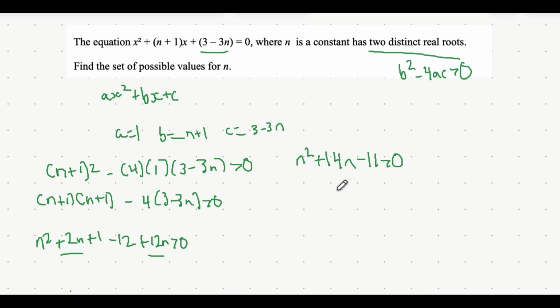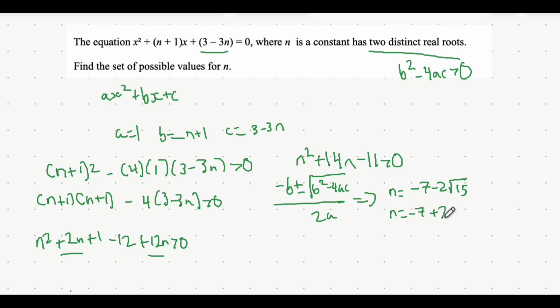Now, if you try factorizing this, you probably have realized already there are no whole number roots. Instead, we have to use the quadratic formula. So minus b plus or minus square root of b squared minus 4ac all over 2a. And when you do that, I did it beforehand, we get n is equal to minus 7 minus 2 root 15 when you use the minus part of the equation, and n equals minus 7 plus 2 root 15.